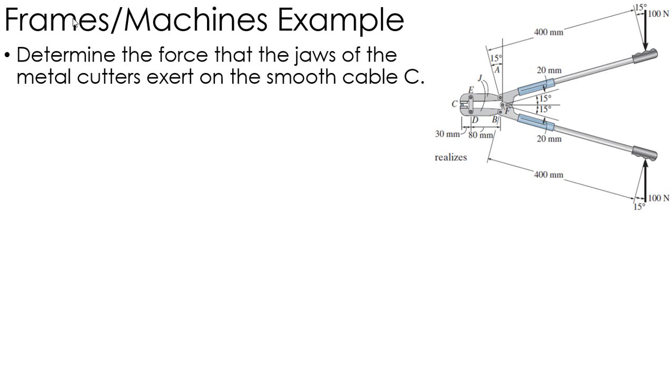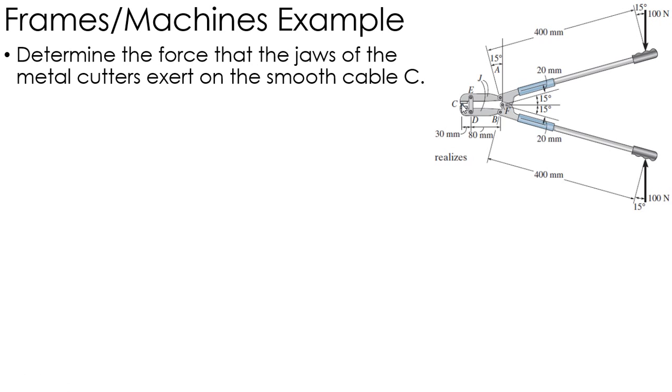Okay, so here is an example of a machine that we're going to solve. What we're trying to do is figure out what force is actually being applied at cable C here. These are cable cutters. So what kind of force am I getting at C, knowing I'm putting 100 newtons of force at the handles? I'm transmitting that force, altering that force, and hopefully getting a much larger force at C to help me cut through the wire that I've got.